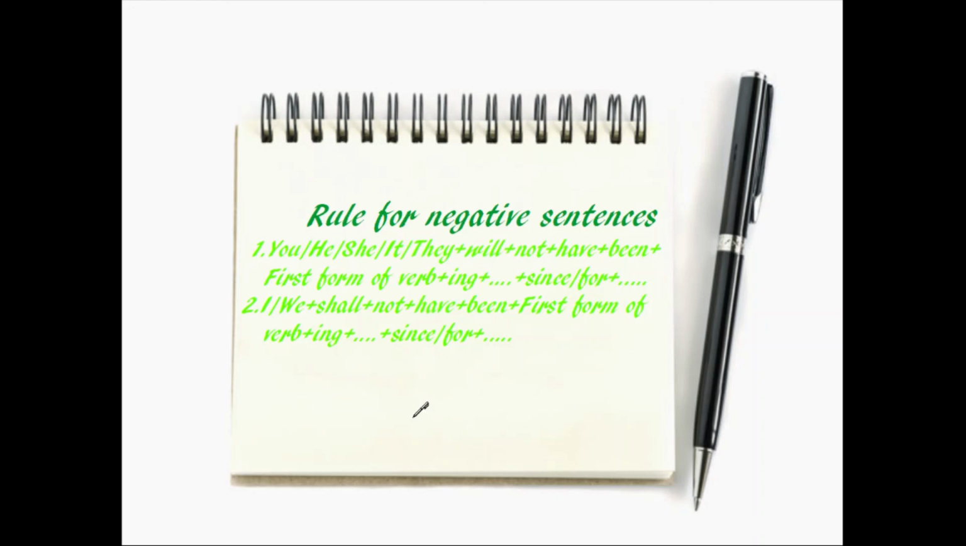Okay. Second one: I or we plus shall plus not plus have plus been plus first form of verb plus ing plus the rest plus since or for plus the rest. For example, I shall not have been writing for half an hour. So I shall not have been write, the first form of verb, when we are adding ing to it, writing the letter for half an hour.